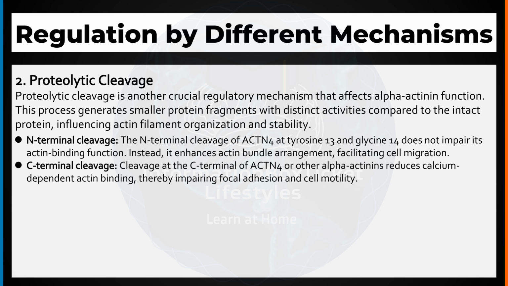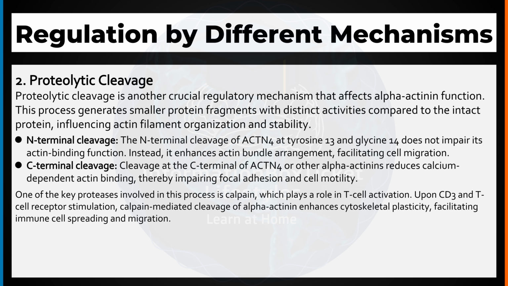C-terminal cleavage: cleavage at the C-terminal of alpha-actinin 4 or other alpha-actinins reduces calcium-dependent actin binding, thereby impairing focal adhesion and cell motility. One of the key proteases involved in this process is calpain, which plays a role in T-cell activation. Upon CD3 and T-cell receptor stimulation, calpain-mediated cleavage of alpha-actinin enhances cytoskeletal plasticity, facilitating immune cell spreading and migration.